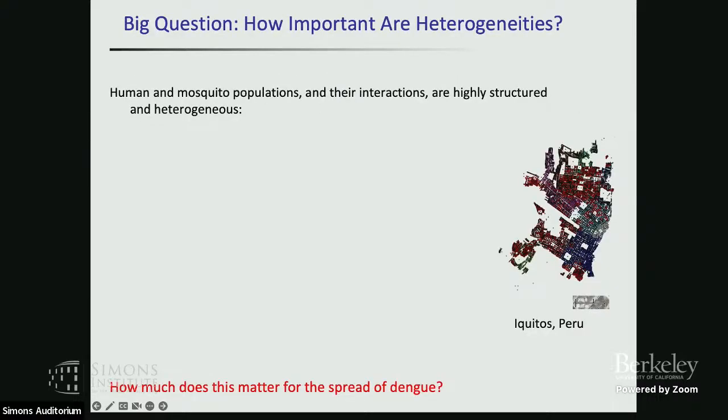Okay, so as we said before, there's a lot of complexity in the biology. And so there's lots of heterogeneity. So the question that has really been on many of our minds is how important are these heterogeneities? So both the mosquito and the human populations, but also the interactions between the two, are highly structured and heterogeneous. So we can think about the human population. So here we have a map from Google Maps of the town Iquitos in Peru, where we work, or where the people with whom we work.